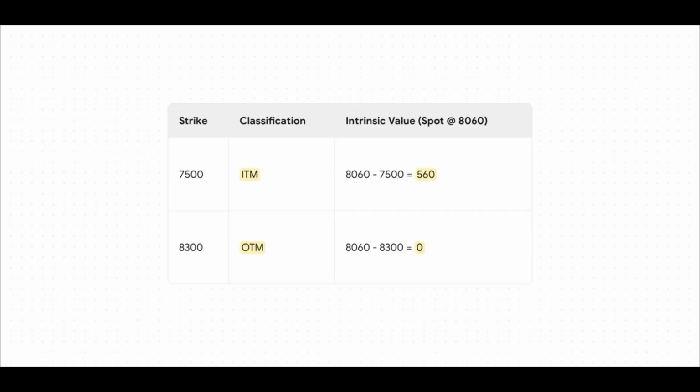Let's make this real with a quick example. Imagine the Nifty spot price is at 8,060. A call option with a 7,500 strike is worth what? 8,060 minus 7,500 is 560. That's a positive number.